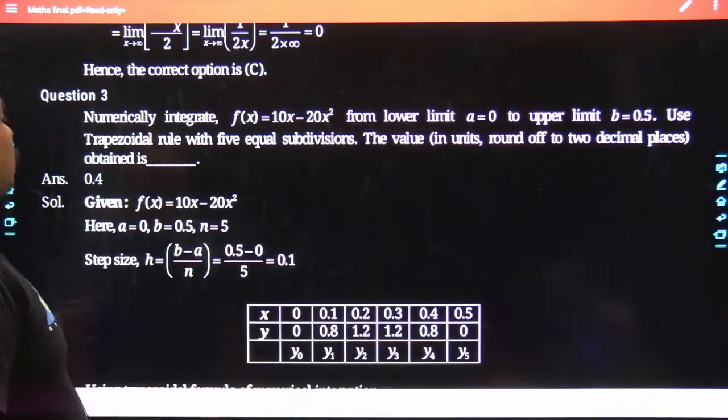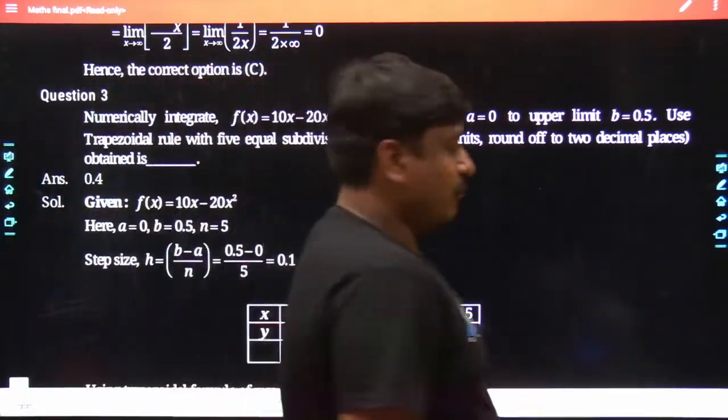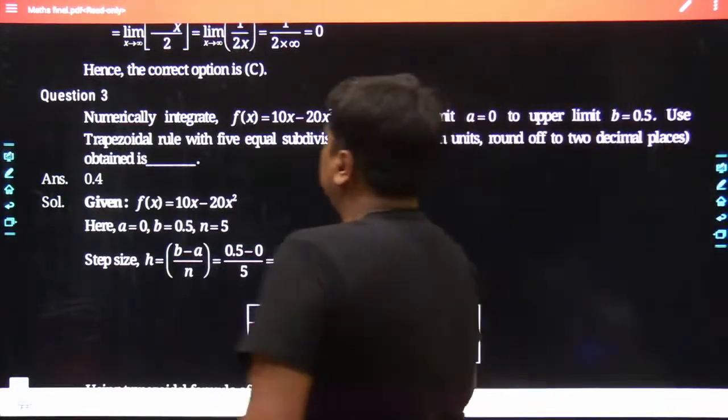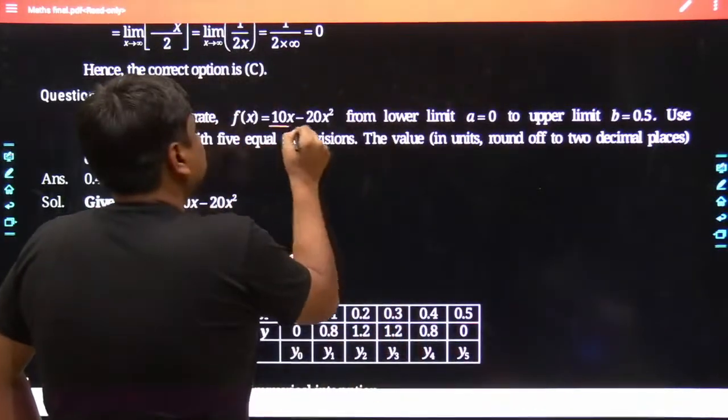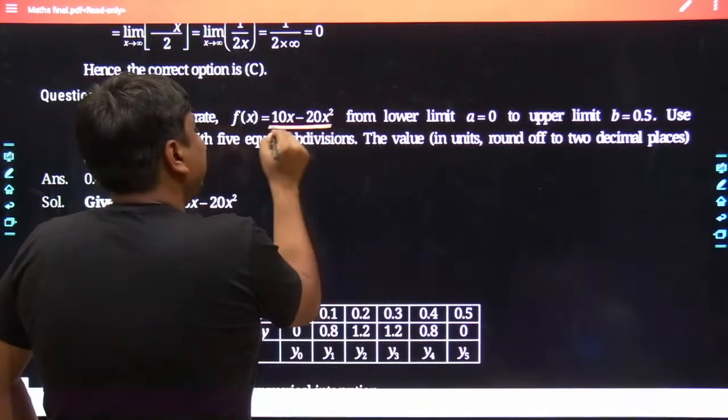Using the trapezium rule with 5 equal divisions, the value in units rounded off to 2 decimal places obtained is? Tell me what would be the best answer for this given problem. Anyways, let me do one thing. Let me calculate this integration analytically.